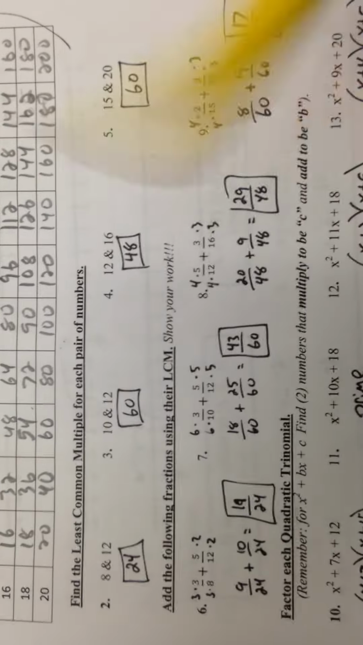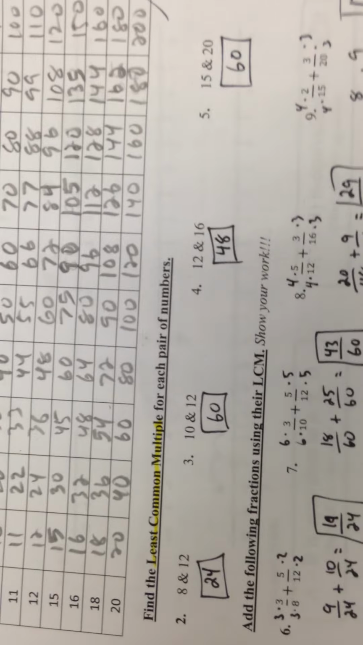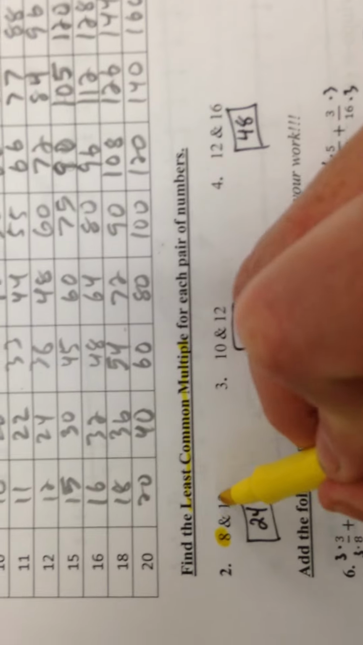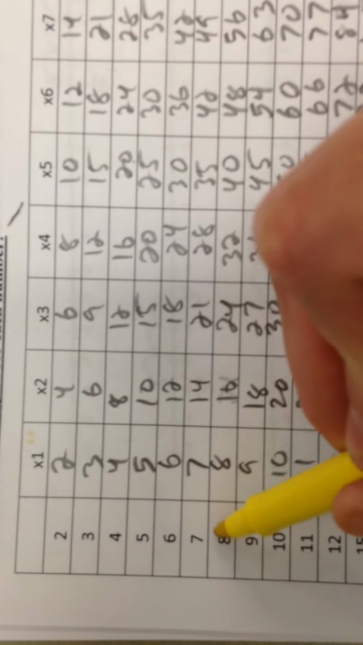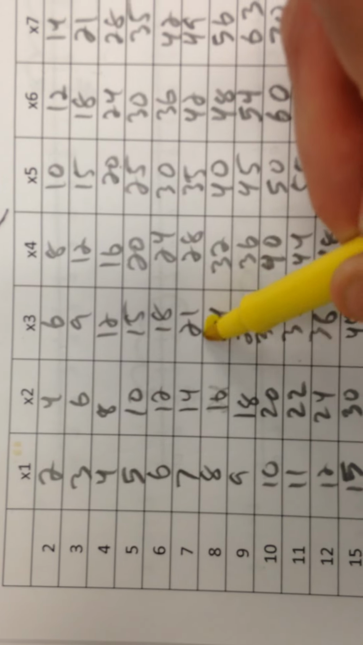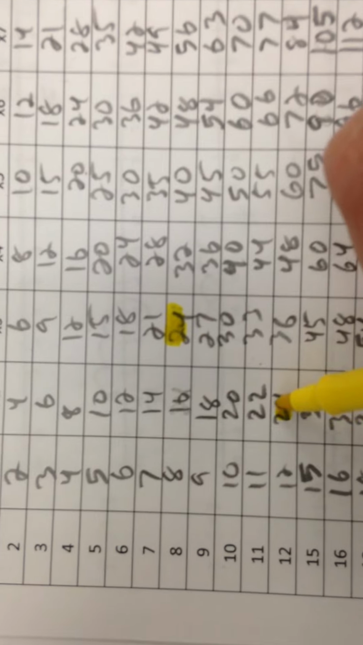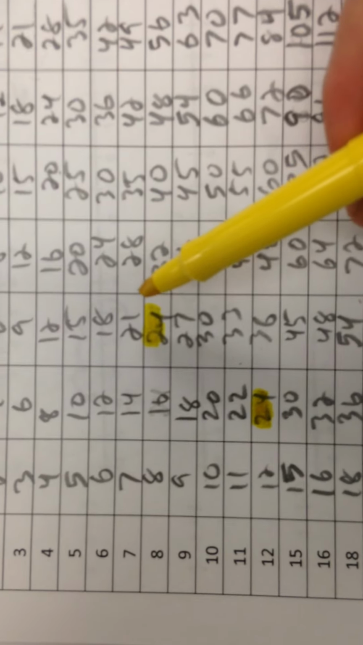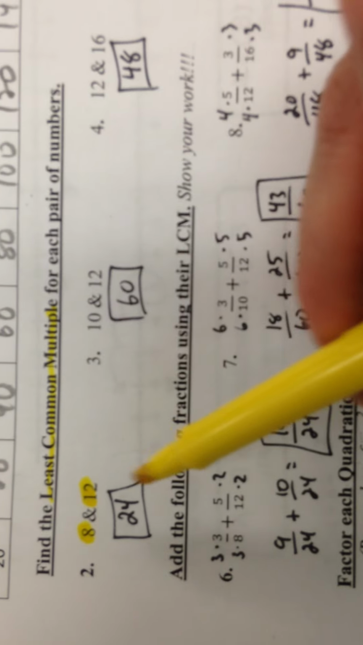In the second group of problems, we're looking for the least common multiple. This is the smallest number that appears in both multiple groups. So once again, for 8 and 12, we are looking for a multiple of 8 that is also a multiple of 12. 24 is the smallest number that both 8 and 12 multiply to become.